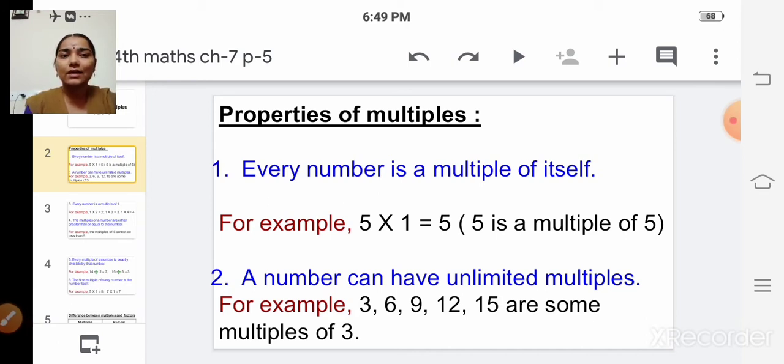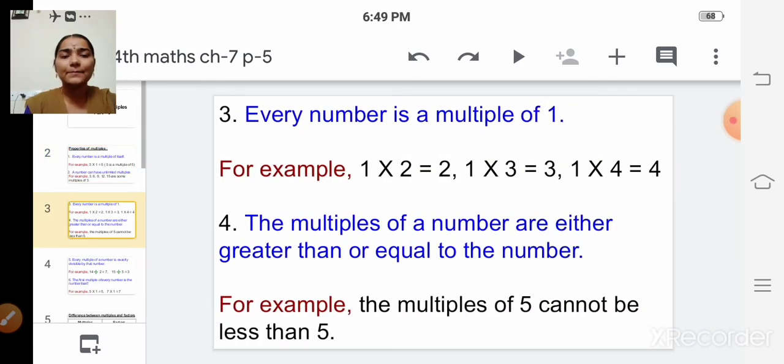They have given the example 3, 6, 9, 12, 15 are some multiples of 3. These are some of the multiples of 3. There are many unlimited multiples of 3. Okay, so that is the second property.